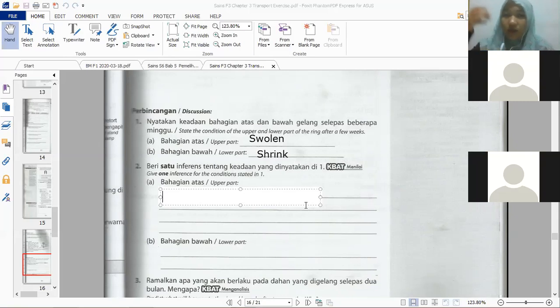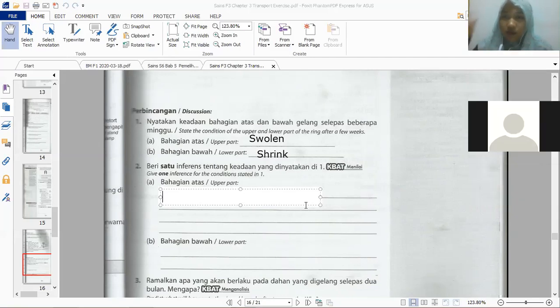Okay, so that's why the upper part is swollen. Okay, that's how you answer. You kena mention where, from where, di mana dia stop, daripada mana dia dapat. Okay, macam tu. Boleh? So here you kena cakap macam ni.